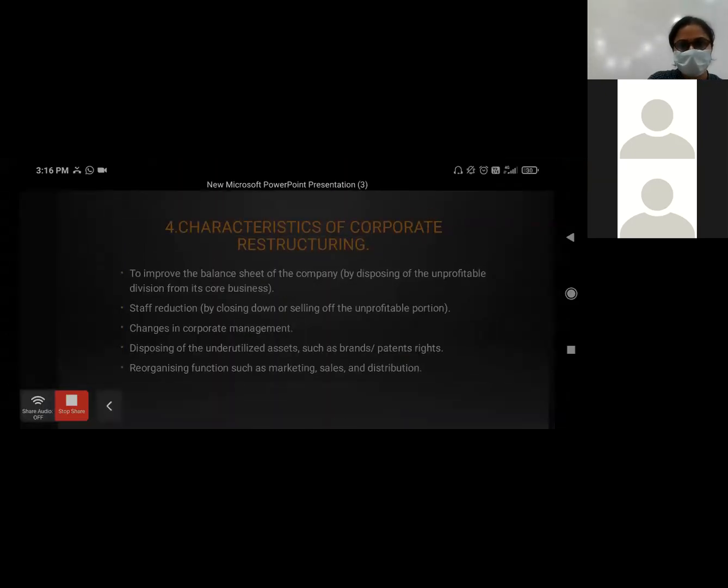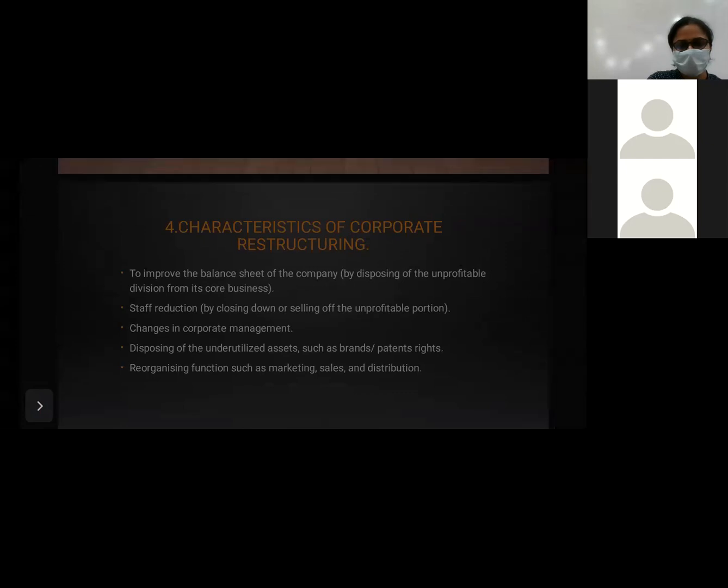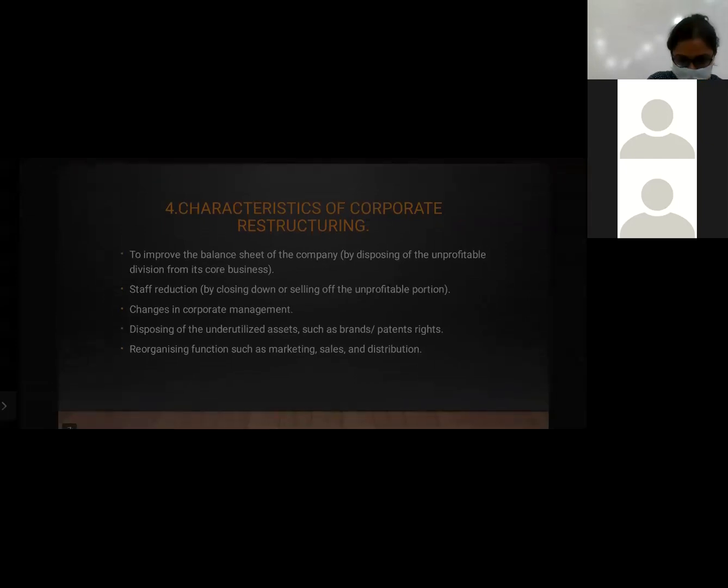My topic is characteristics of corporate restructuring. There are lots of points, and some points are here. First point is to improve the balance sheet of the company by disposing of the unprofitable divisions from its core business. Simply stated, disposing of unprofitable assets is a means of asset reorganization, in such a way that sales of unprofitable assets and liabilities clear the balance sheet of our business.